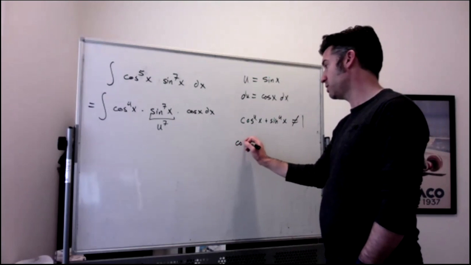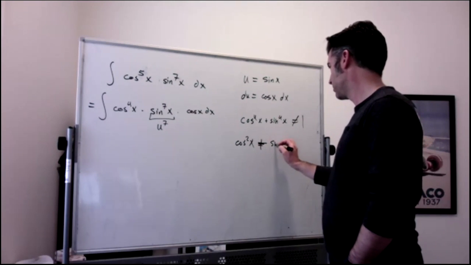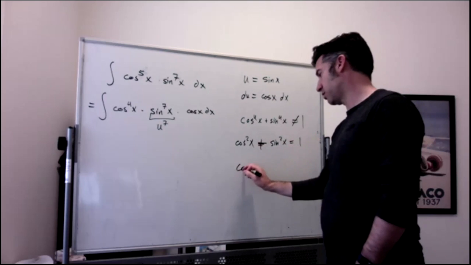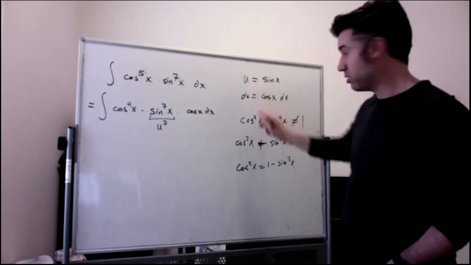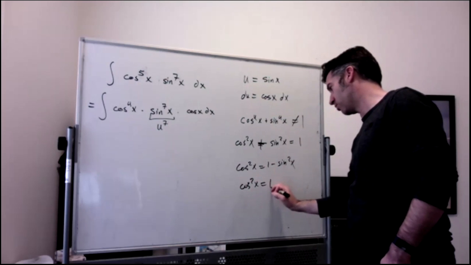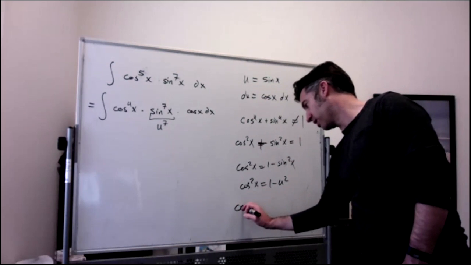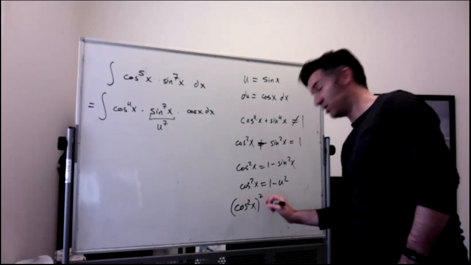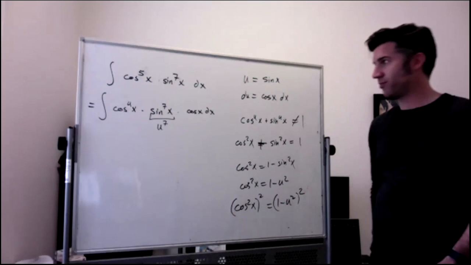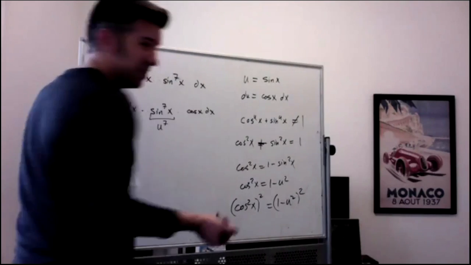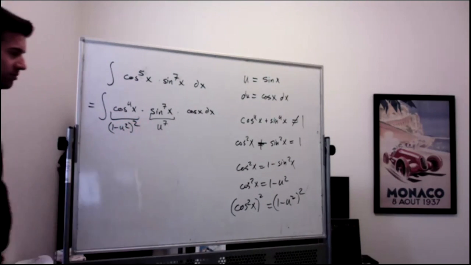But I know that cosine squared x plus sine squared x equals 1. So cosine squared x equals 1 minus sine squared x. But sine x is my u. So cosine squared x is equal to 1 minus u squared. And then if I square both sides, cosine squared squared, which is cosine to the fourth, is 1 minus u squared, squared. So cosine to the fourth here isn't 1 minus u to the fourth. It's 1 minus u squared squared.